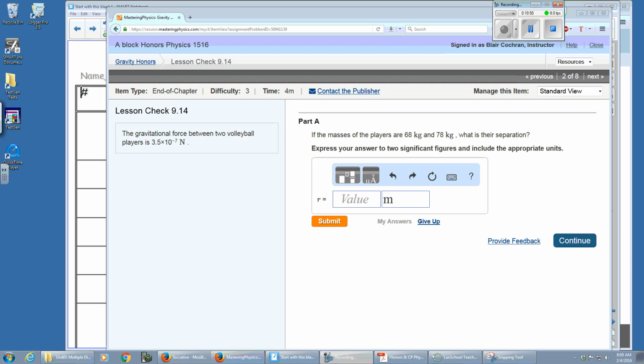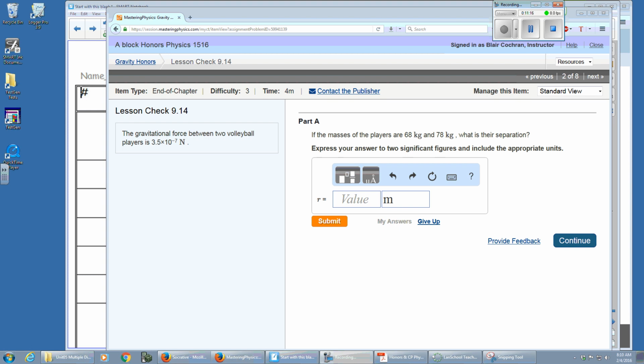All right, we're going to do 9.14. Gravitational force between two volleyball players is this. If the masses of the players are these amounts, what is their separation? Some people ask for 9.15. Same idea. They just leave out one other thing.